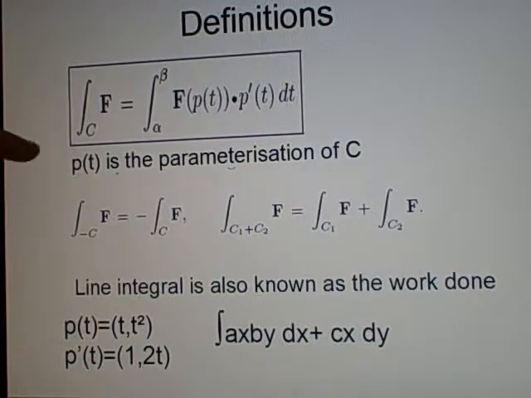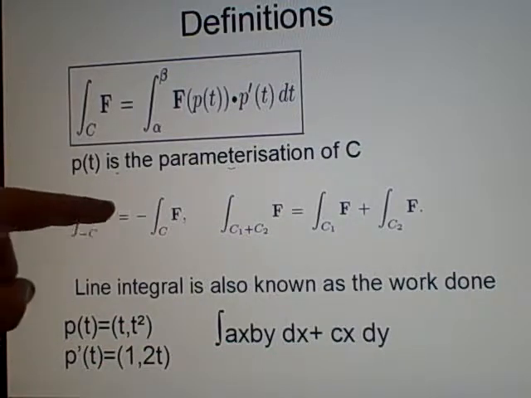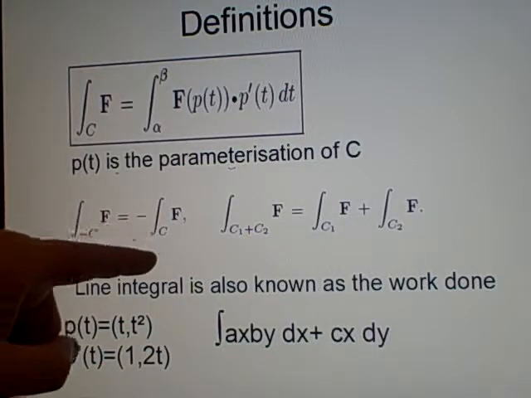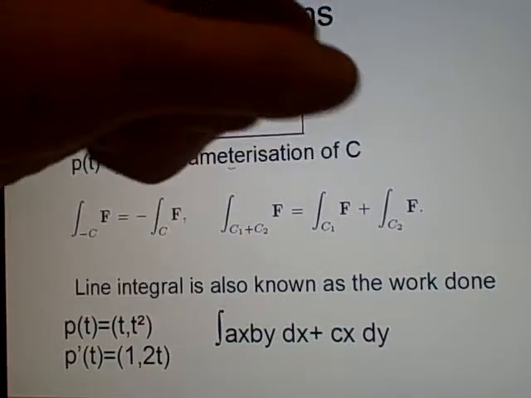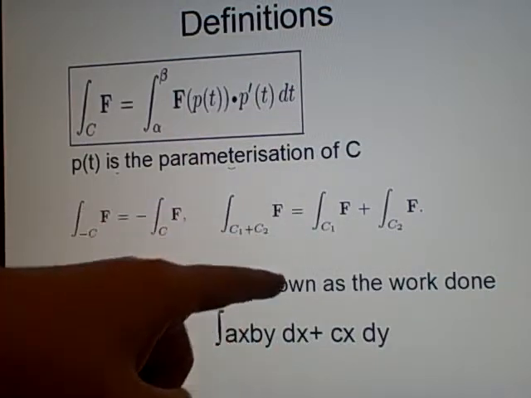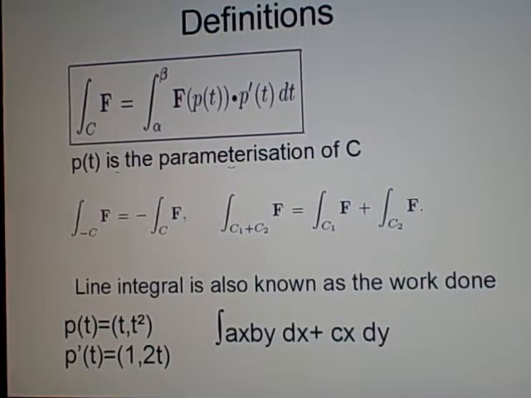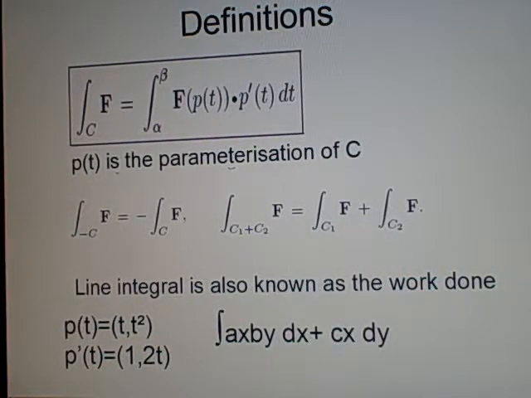We've also got some nice little facts here: the integral over minus C of f is minus the integral over C of f, and the integral over C1 plus C2, two different curves added together, of f is the integral over C1 of f plus the integral over C2 of f. And you may also get in a question that a line integral is known as the work done.